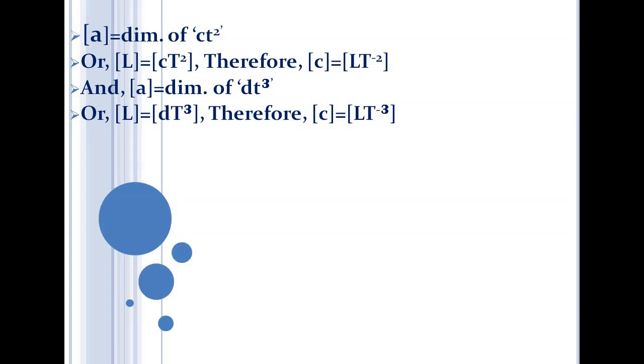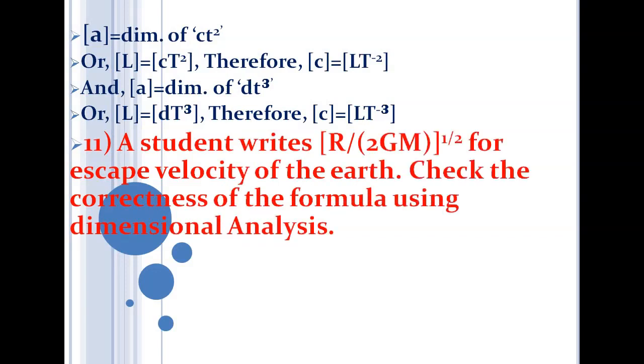The most important point is that all the terms in a physical relation must have the same dimension. Two or more terms can be added only if they have the same dimensions, and the dimensions of each term on the left side and the right side must be the same. Using this concept we can find the dimensions if two or more terms are present in a physical relation. Now let's see the next problem.